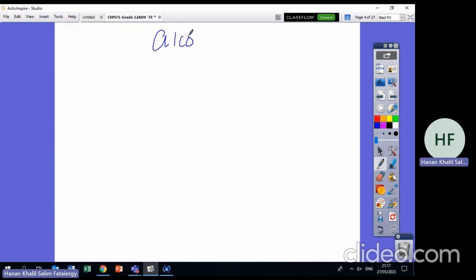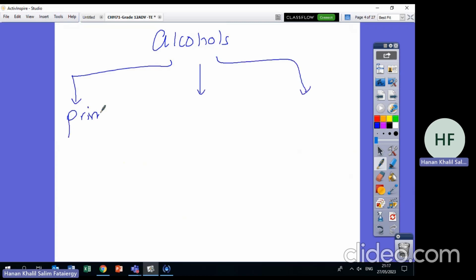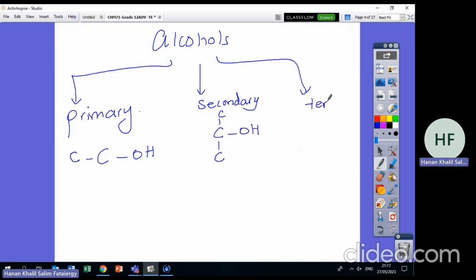Okay, now we said alcohols are 3 types. We have the primary, the secondary, and the tertiary. In case of primary alcohol, you will see that the C bonded to the OH is bonded to 1 C only. Now in case of secondary alcohol, the C bonded to the OH is bonded to 2 C's. In case of tertiary alcohol, the C bonded to the OH is bonded to 3 C's.